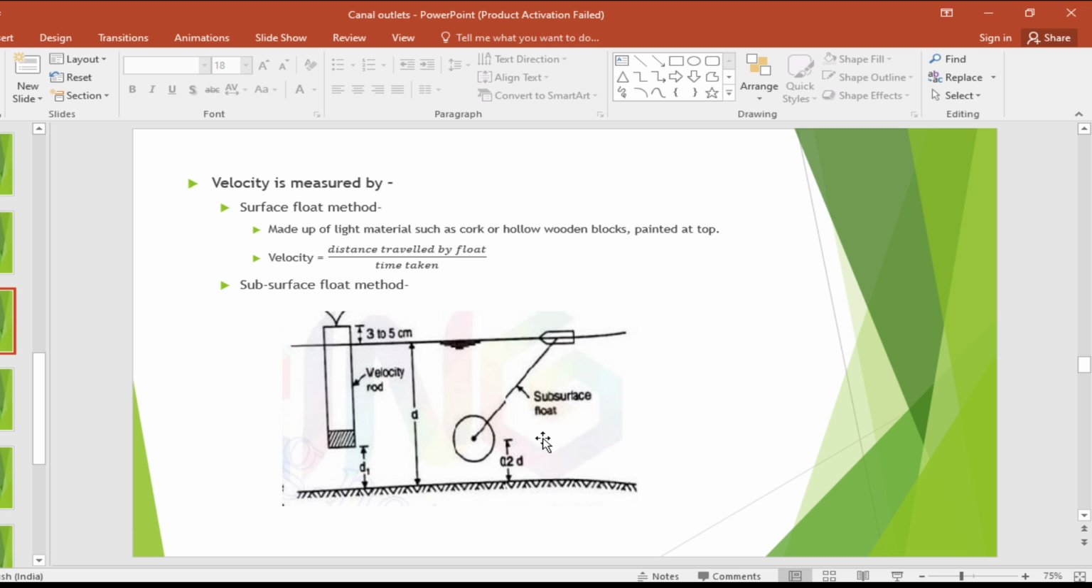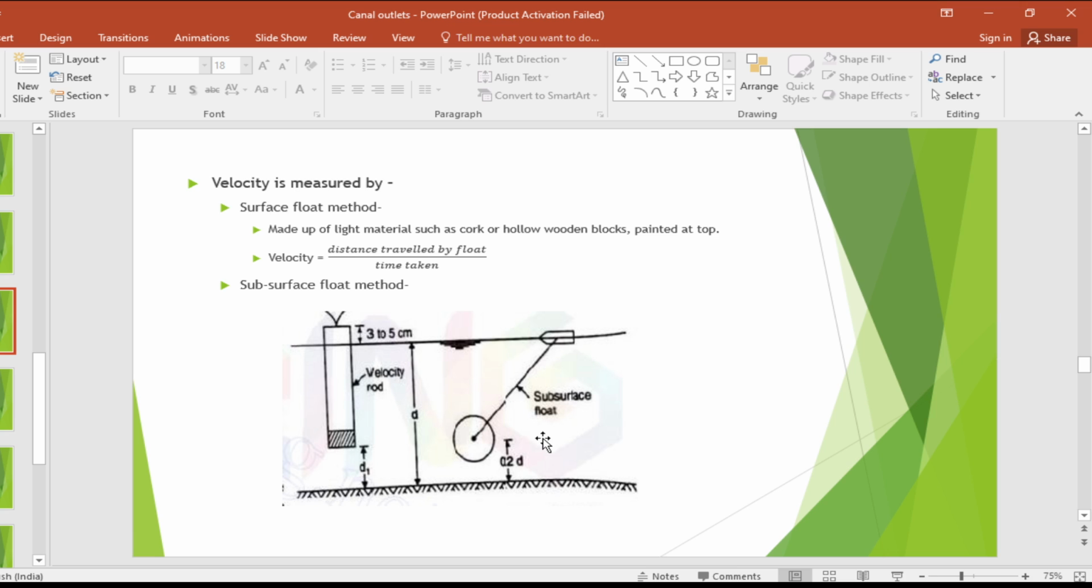There are six methods. First is surface float, then subsurface float, then twin float, then velocity rod or floats, then current meter method, then pitot tube method. The pitot tube, you have already heard about it. I'll explain one by one. First is the surface float method.